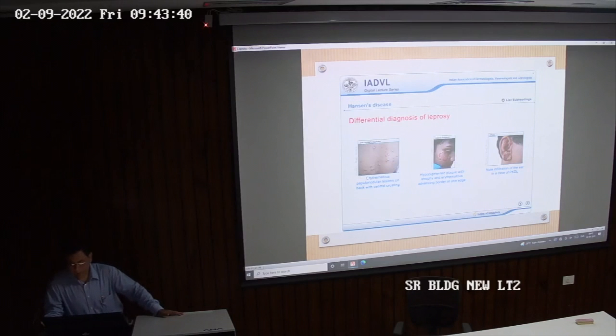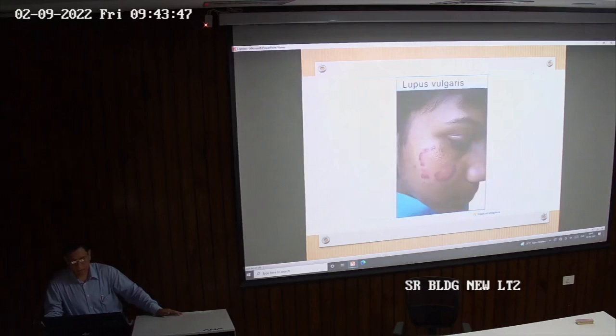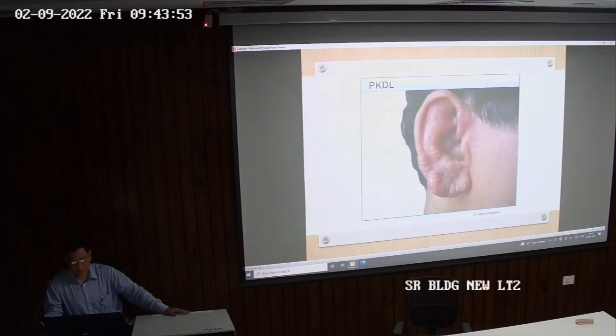So these are other cases where you will get a similar picture as the case of leprosy. Here also you will find edematous papular nodules. This is a case of lupus over the face. We can again diagnose it as a case of borderline lepromatous leprosy. And PKDL.